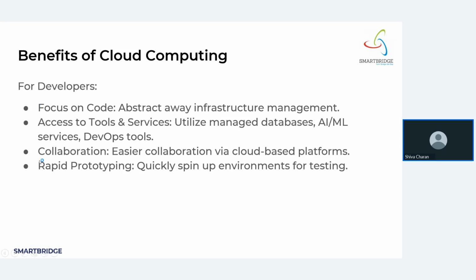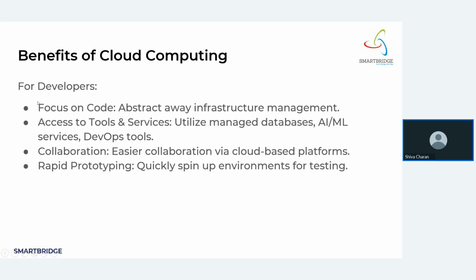Collaboration, rapid prototyping. What is collaboration? Easier collaboration via a cloud-based platform. So we can collaborate easily as we are using this cloud-based platform. And what platform are we discussing? We are discussing the IBM Cloud Platform. Rapid prototyping: quickly spin up environments for testing. So if we want to turn on a particular server and check it, we can spin up that environment and do the testing. So these are all the benefits for developers.